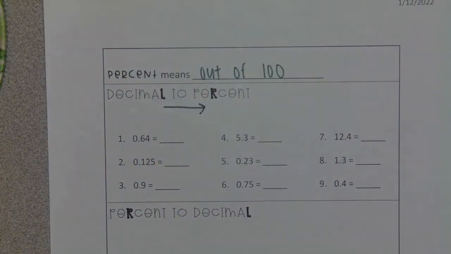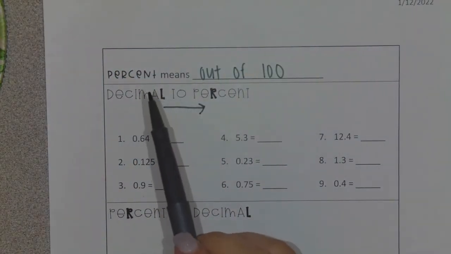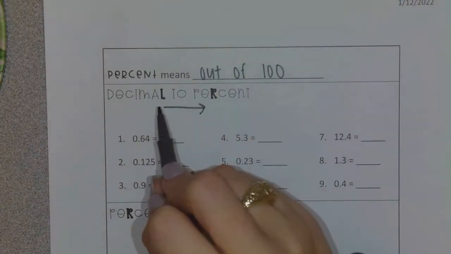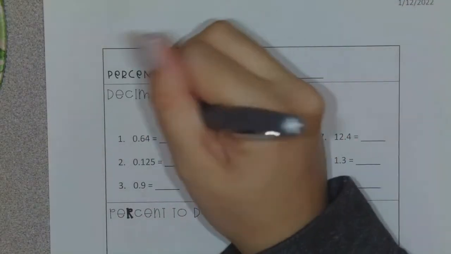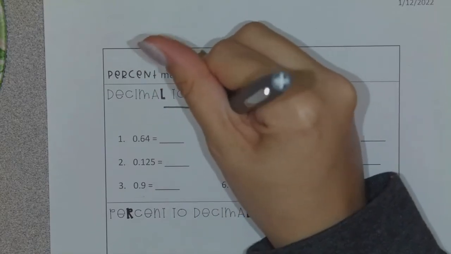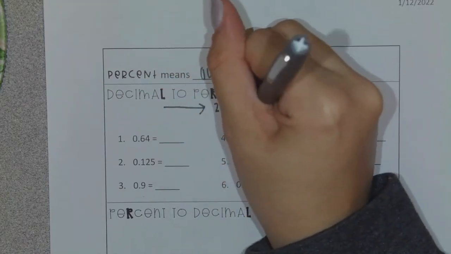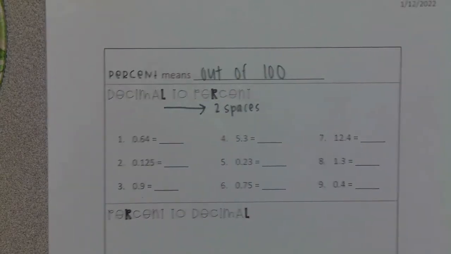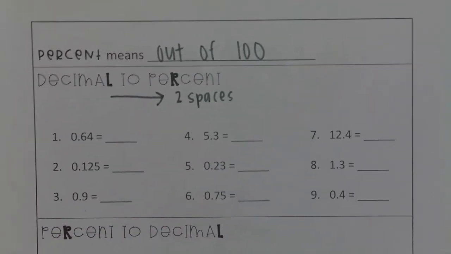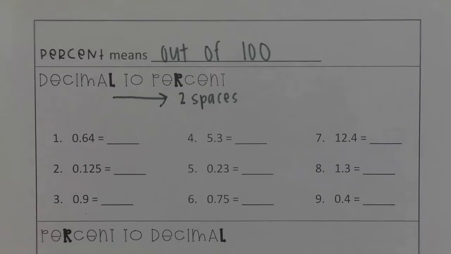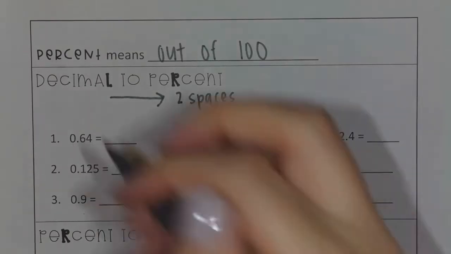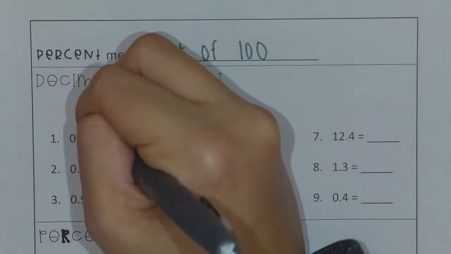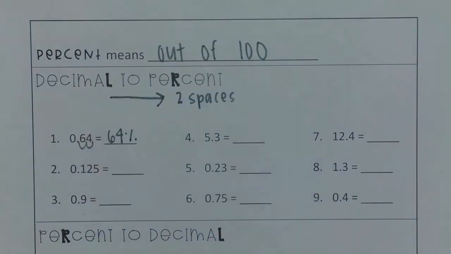What I mean by moving the left to the right is I'm going to take the decimal and move it to the right. Every single time when I go from a decimal to a percent, I'm going to move it to the right 2 spaces. So if I have the decimal 64 hundredths, I'm going to zoom in just a little bit. Sorry for the pterodactyl. 64 hundredths, I'm going to take the decimal and move it 2 spaces to the right. So 64 hundredths becomes 64%.